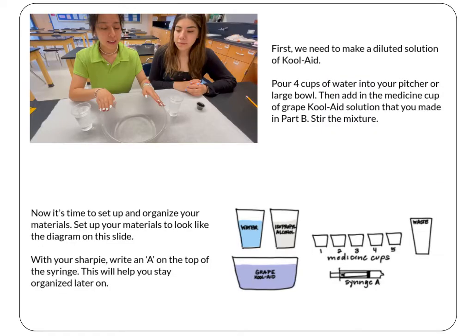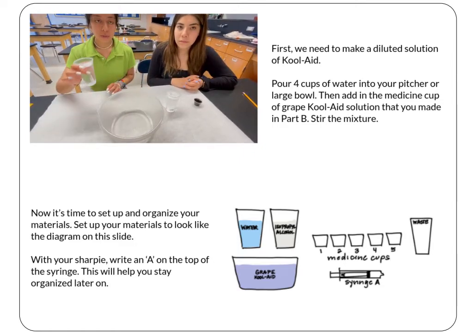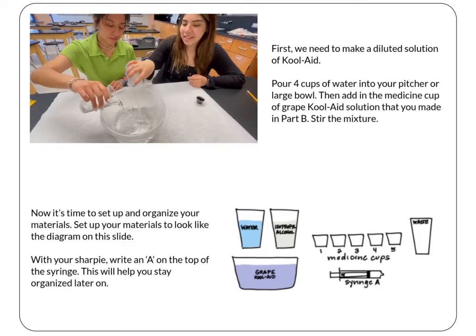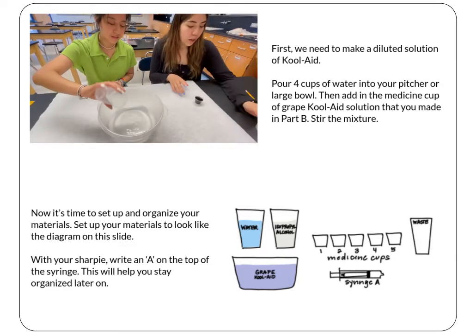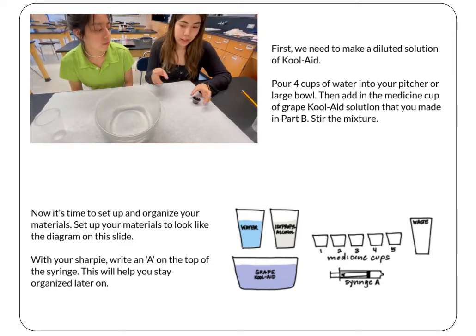To get us started with this experiment, the first thing we need to do is make a diluted solution of our grape Kool-Aid from Part B. So we have 2 cups of water already in here, and we're going to add 2 more cups. And then we're also going to add the Kool-Aid that we used from the previous lab into the bowl.